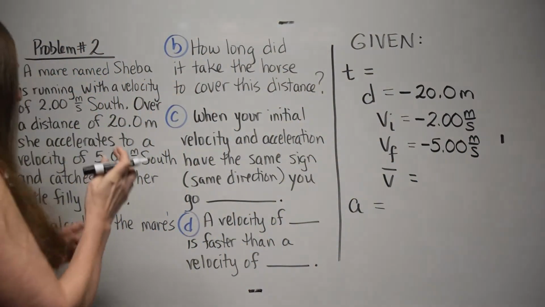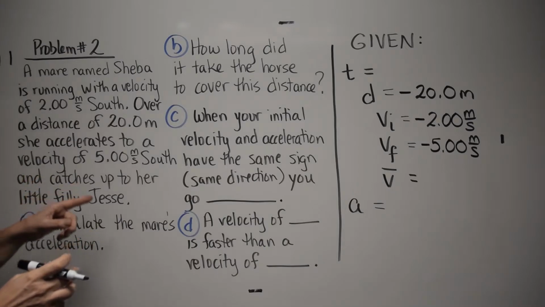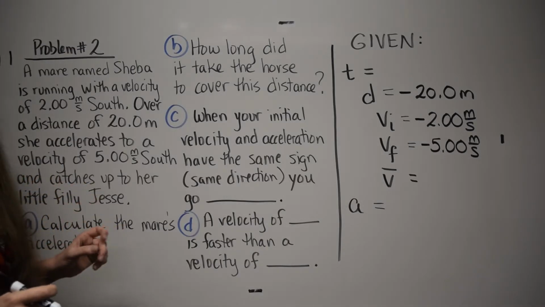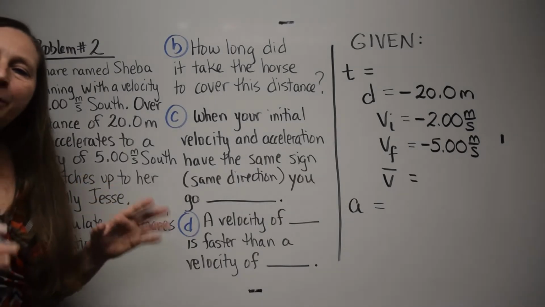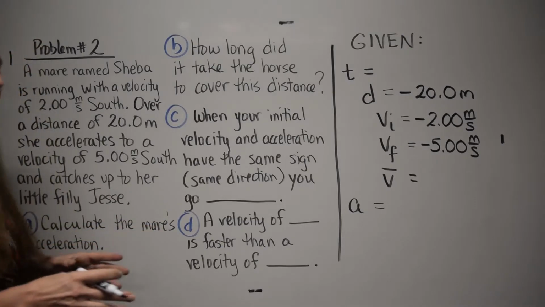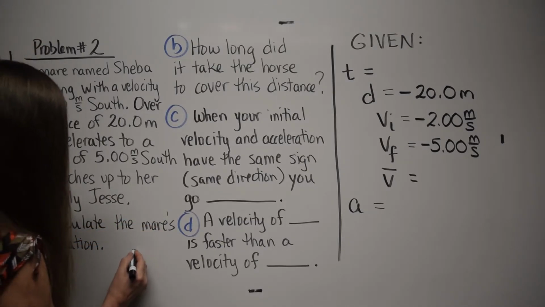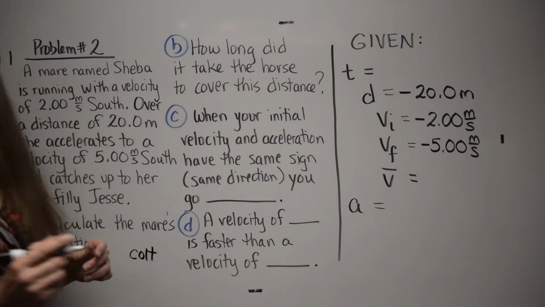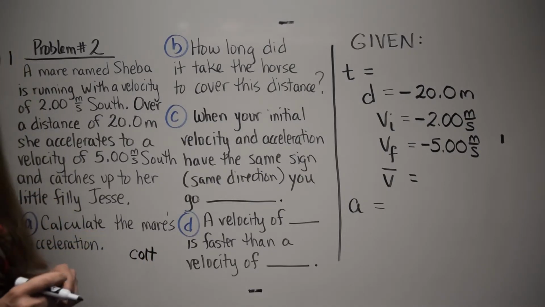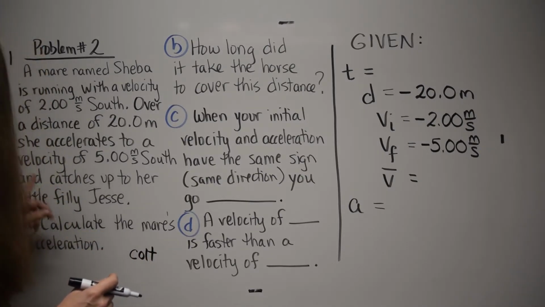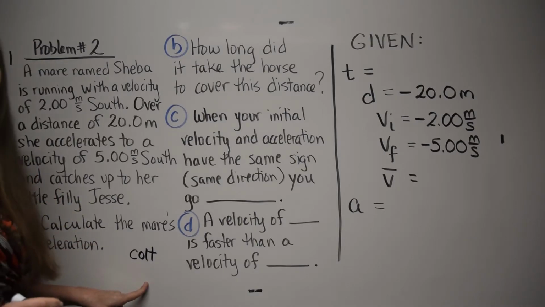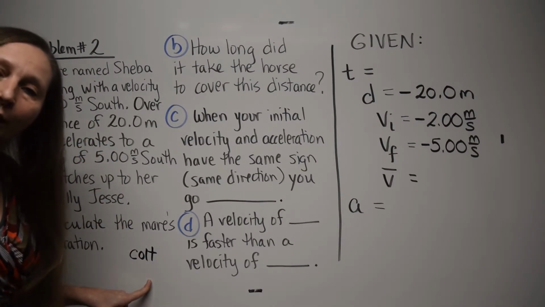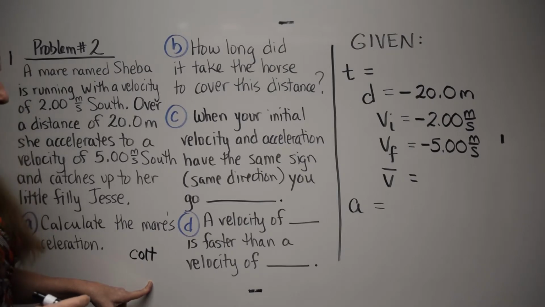Now she wants to catch up to her little filly, Jessie. A filly is a little baby girl horse. A little baby boy horse is called a colt. So Jessie is a little baby girl horse, called a filly. If Sheba had a little baby boy horse, it would be called a colt.